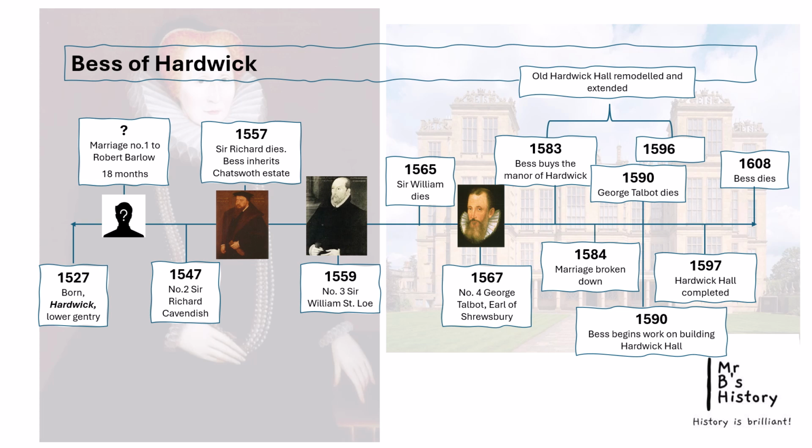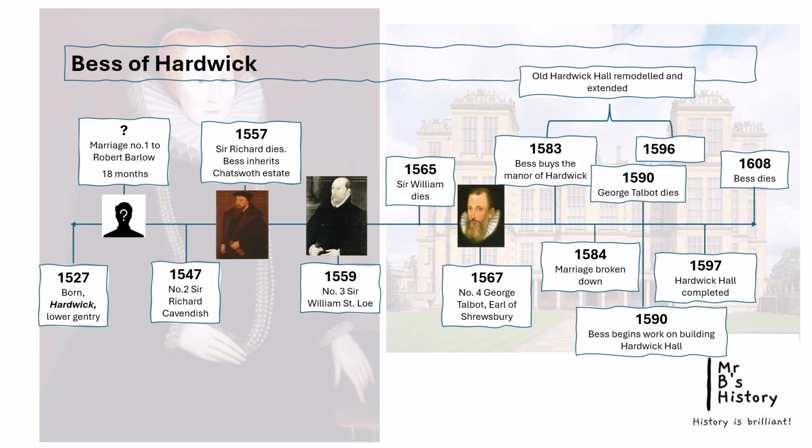So Bess of Hardwick starts off as lower gentry. Gentry, remember, is people who have a reasonable amount of land, do not have to do a regular day job, but they don't have a title, they're not a lord or lady.